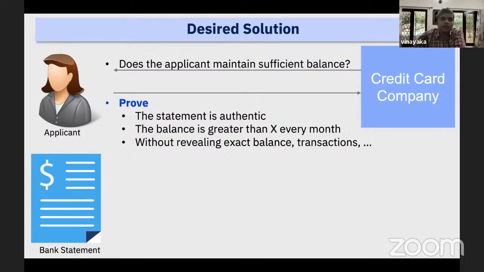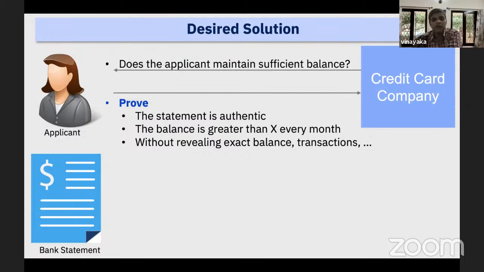Ideally, what would we like to do? Ideally, this applicant should be able to prove that I have some data which is exactly my bank statement. I will not reveal this statement to you, but I will give you a proof that this statement is authentic. And then I will give you a proof that this data which I am claiming to be authentic is such that the balance every month is at least X.